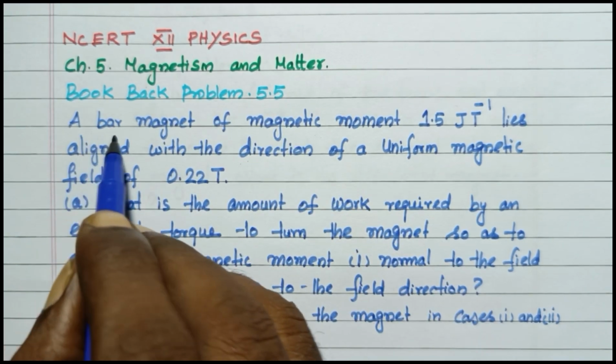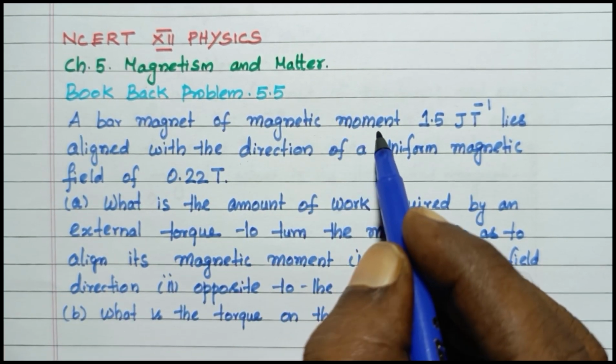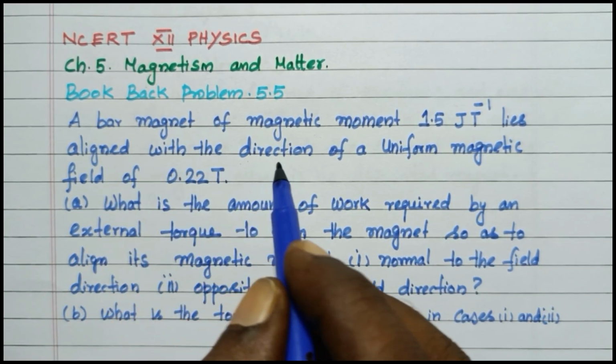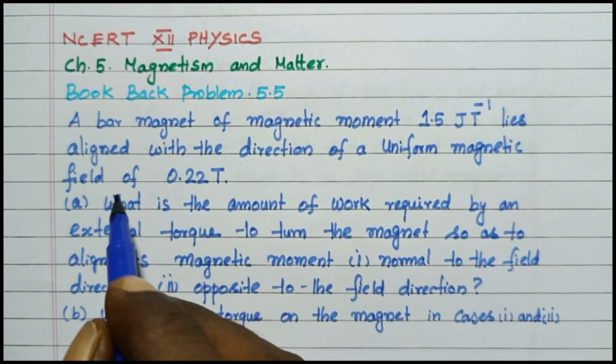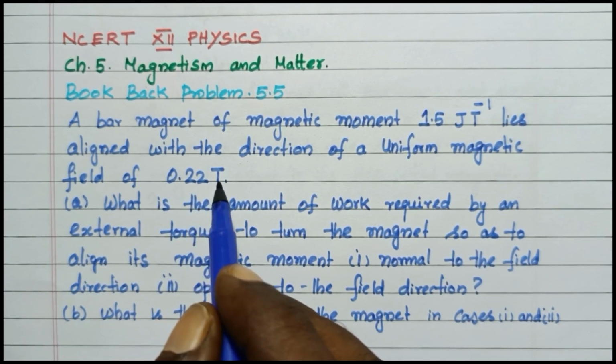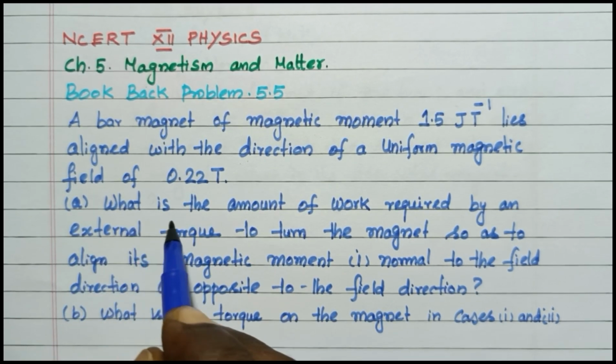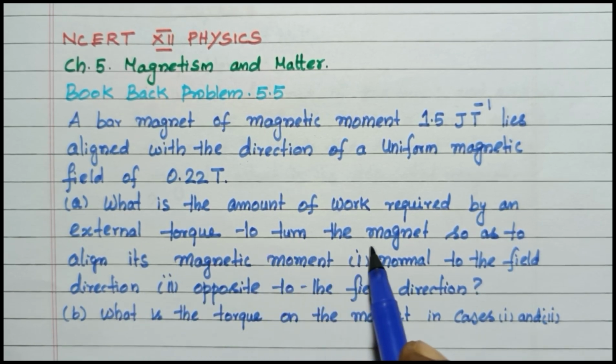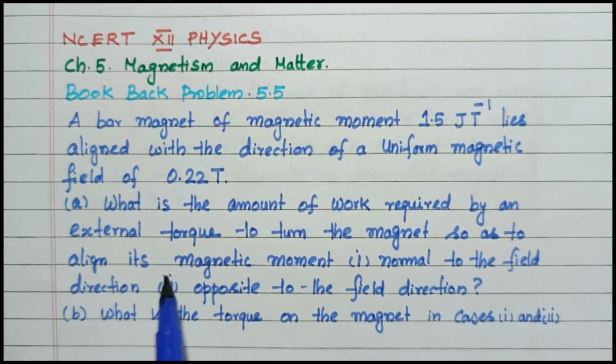The problem is: a bar magnet of magnetic moment 1.5 Joule per Tesla lies aligned with the direction of a uniform magnetic field of 0.22 Tesla. Subdivision A. What is the amount of work required by an external torque to turn the magnet so as to align its magnetic moment? Number 1, normal to the field direction. Number 2, opposite to the field direction. Subdivision B. What is the torque on the magnet in cases 1 and 2?